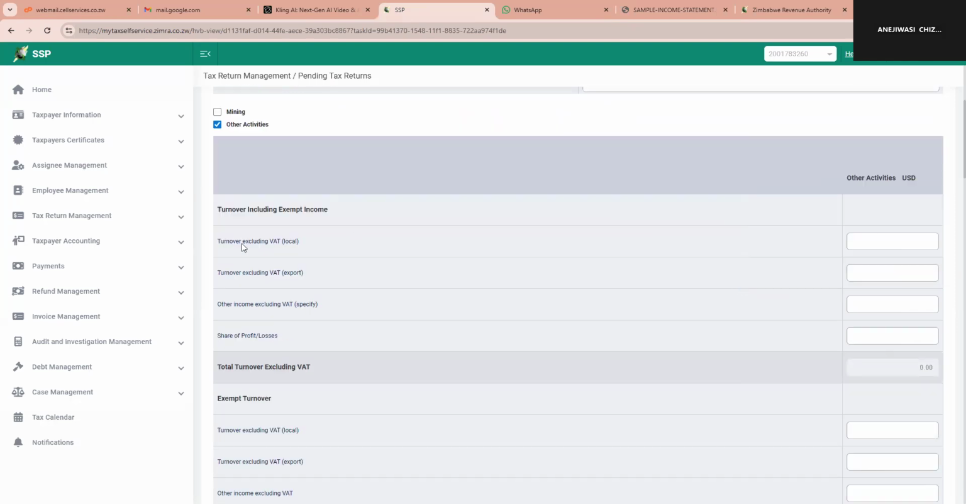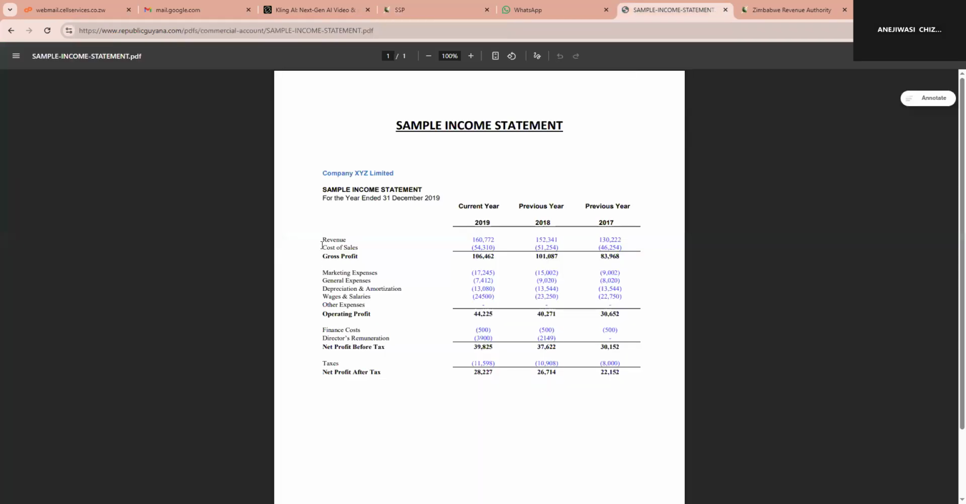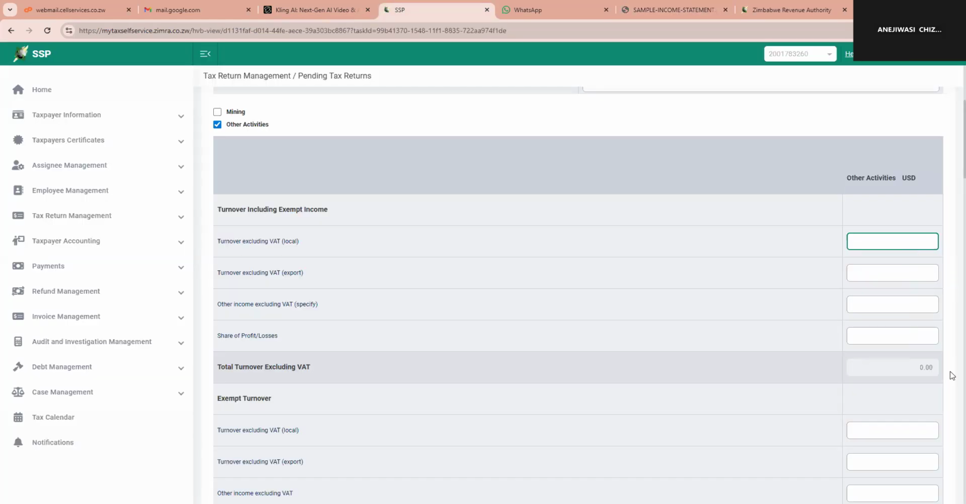Then you input your turnover. What we are calling turnover, these are your sales. This is your revenue. So you're just taking this figure from your income statement. The annual, remember that. So you input that. Okay, I'm just going to input this. I do not do an actual return here. So you could find this is turnover excluding VAT local. Then turnover excluding VAT export. Now, if the company is exporting, you have to put the figure there. If it is not, you're just putting 0.